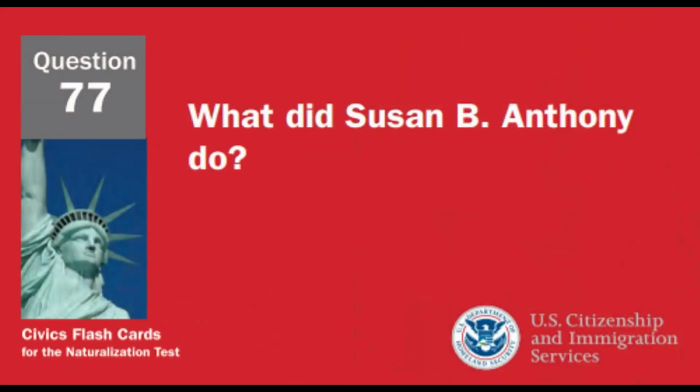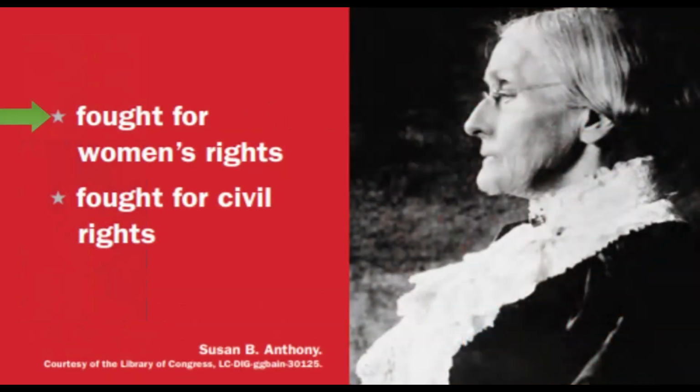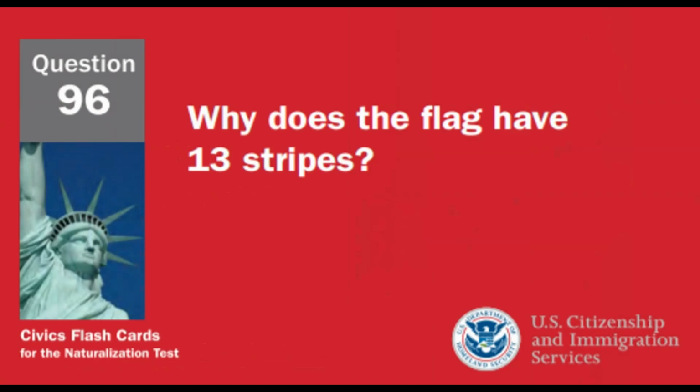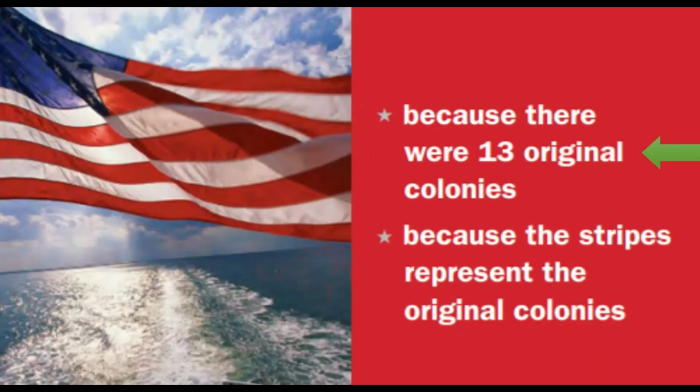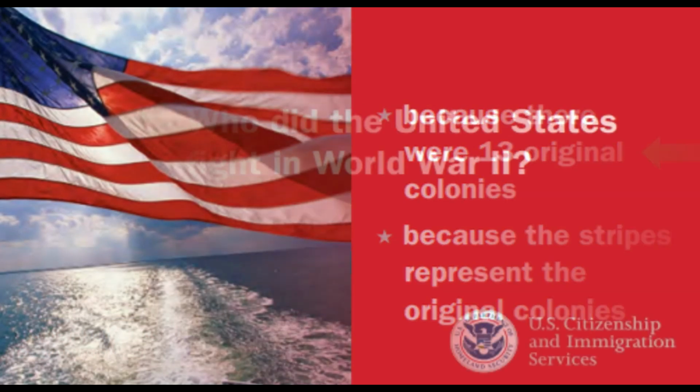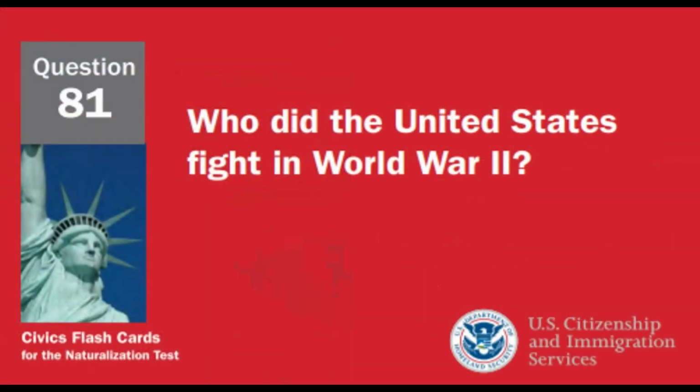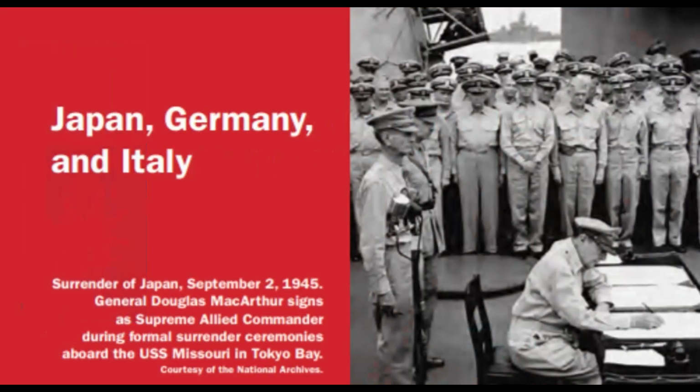What did Susan B. Anthony do? Fought for women's rights. Why does the flag have 13 stripes? Because there were 13 original colonies. Who did the United States fight in World War II? Japan, Germany, and Italy.